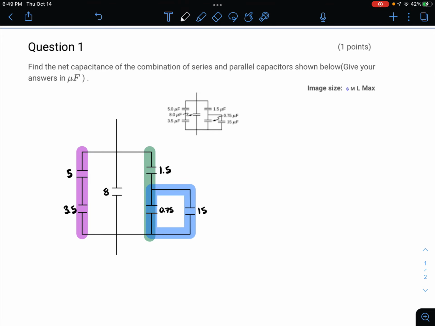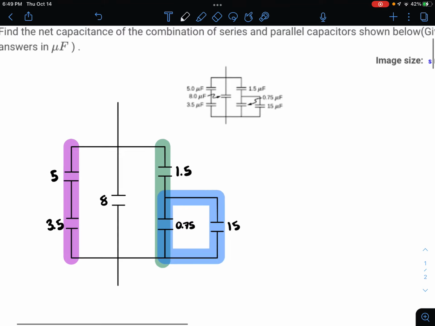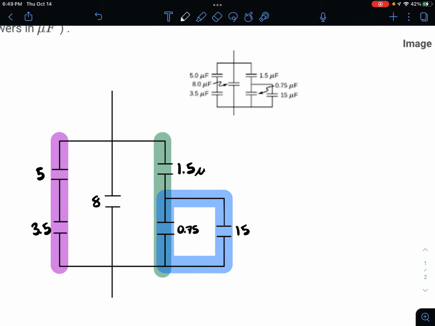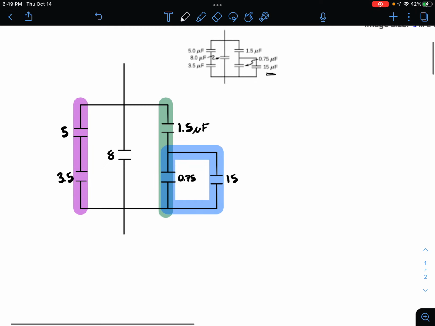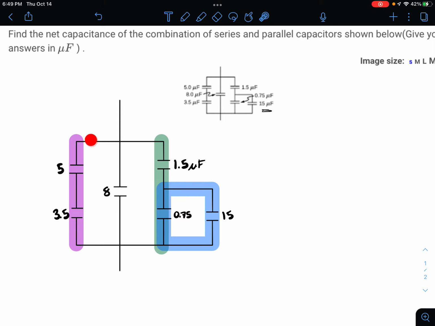And the colors, that's just to help differentiate. And all of the things labeled in here, those are all in microfarads, same as in the picture up here, right? So I'm going to start with this pink section over here, or purple, I guess.